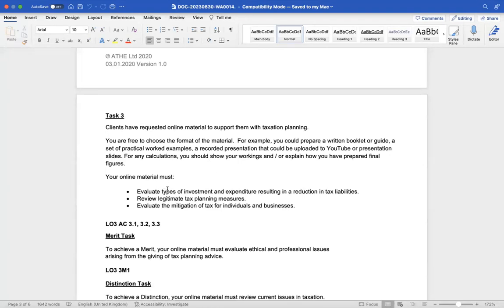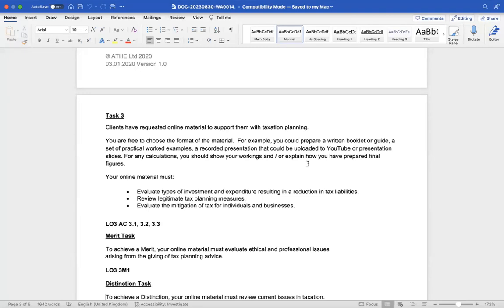So your online material should evaluate types of investment and expenditure resulting in a reduction in tax liabilities, review legitimate tax planning measures, and evaluate the mitigation of tax for individuals and businesses. Also, you are free to choose the format of the material. For example, you could prepare a written booklet, a guide, a set of practical worked examples, a recorded presentation that could be uploaded to YouTube, or presentation slides. For any calculations, you should show your working and or explain how you have prepared the final figures.